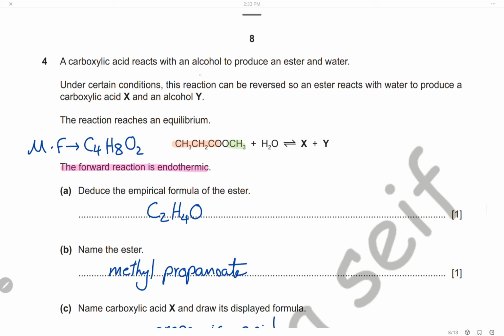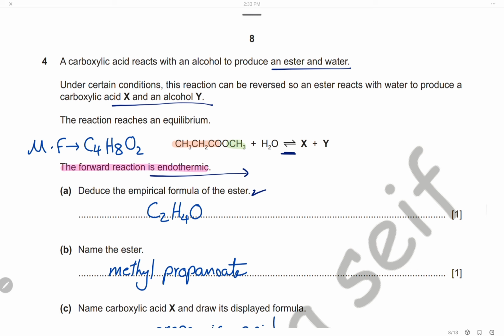A carboxylic acid reacts with an alcohol to produce an ester and water. Under certain conditions, the reaction can be reversed, so the ester reacts with water to produce carboxylic acid and alcohol again, because the reaction is reversible. The reaction reaches an equilibrium, and the forward reaction is endothermic. Deduce the empirical formula of the ester.